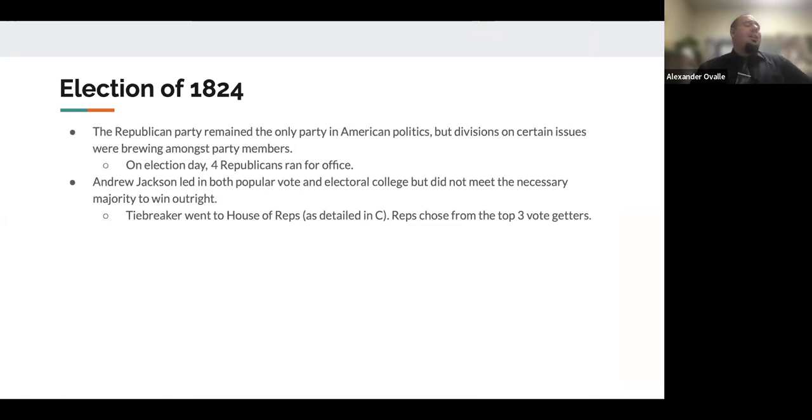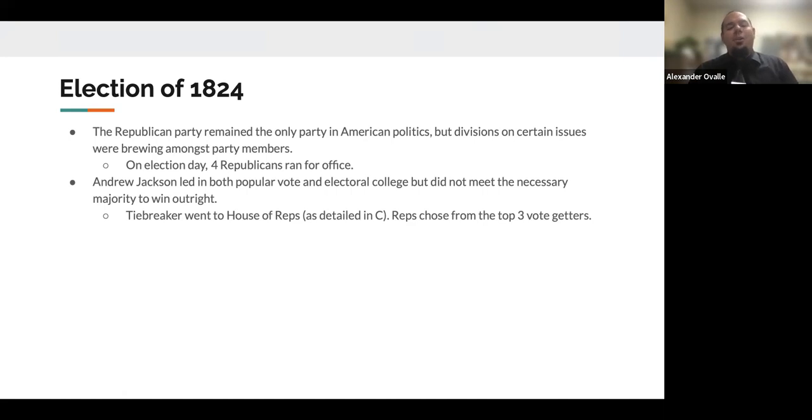Election of 1824. Politicians make a lot of drama. The Republican Party, Democrat Republicans, remained the only political party in American politics, but divisions on certain issues were brewing amongst party members. On election day, 4 Republicans ran for office. Andrew Jackson, former military hero of the War of 1812, led in both popular vote and the Electoral College, but did not meet the minimum requirement to win outright.